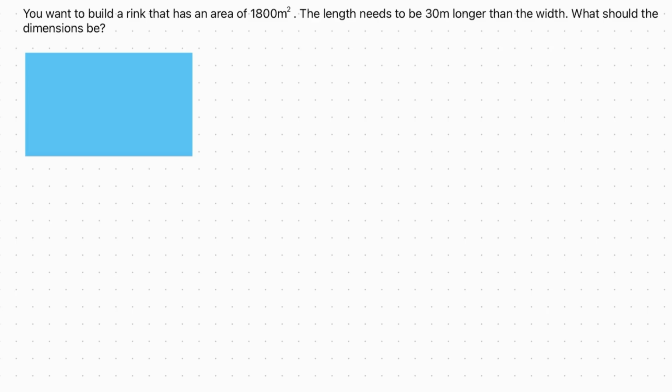You want to build a rink that has an area of 1,800 meters squared. The length needs to be 30 meters longer than the width. What should the dimensions be? Alright, so to start, we know that the total area is 1,800 meters squared. So let's just go ahead and jot that down.